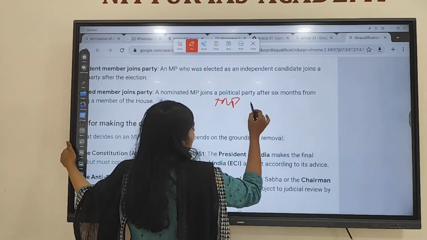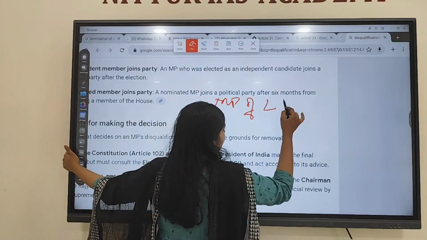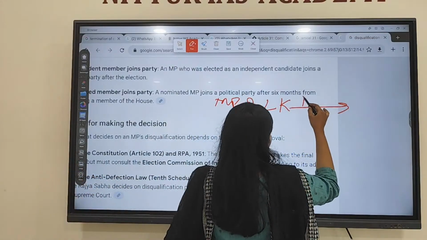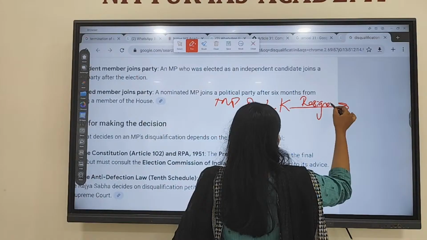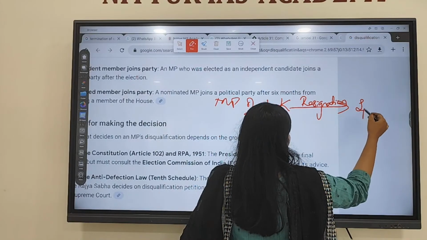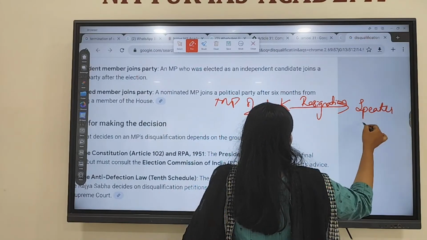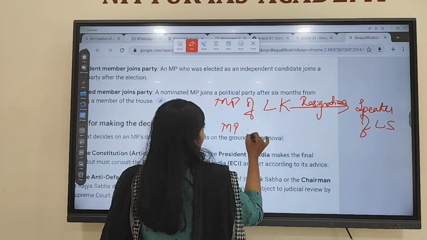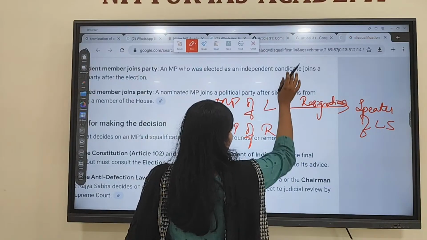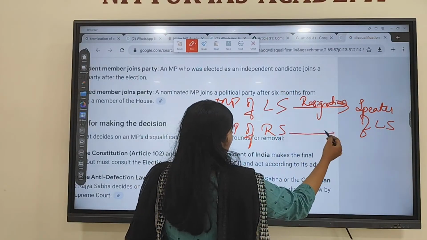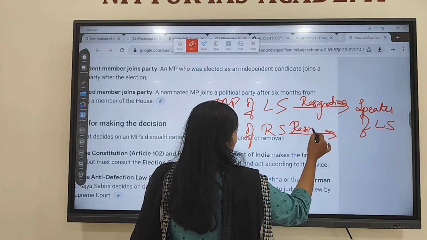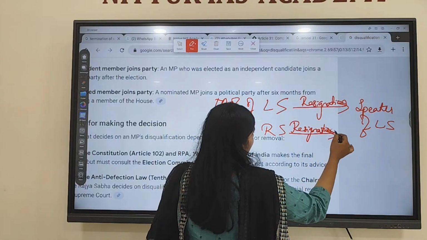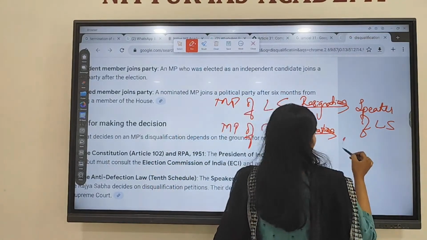MP of Lok Sabha, arrow mark, resignation to Speaker of Lok Sabha. MP of Rajya Sabha, resignation to Chairman of Rajya Sabha.